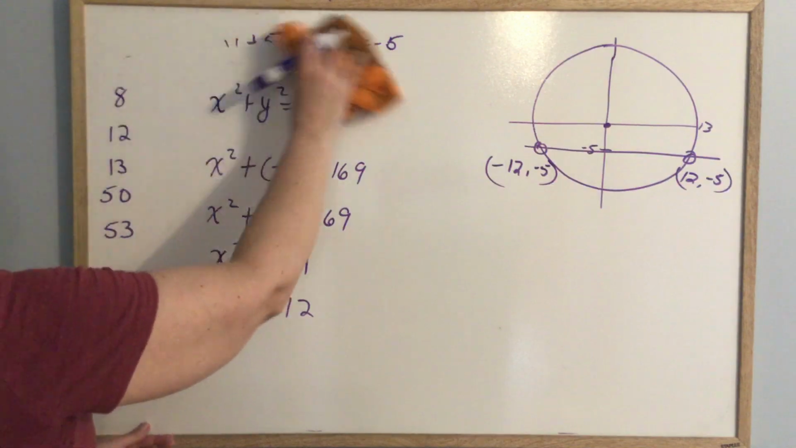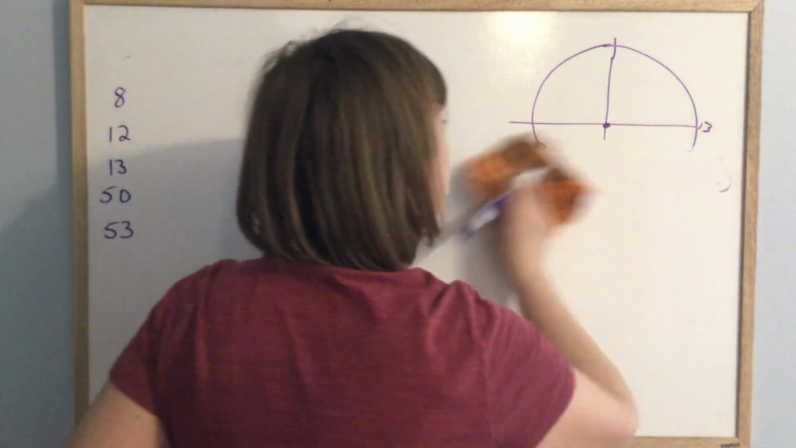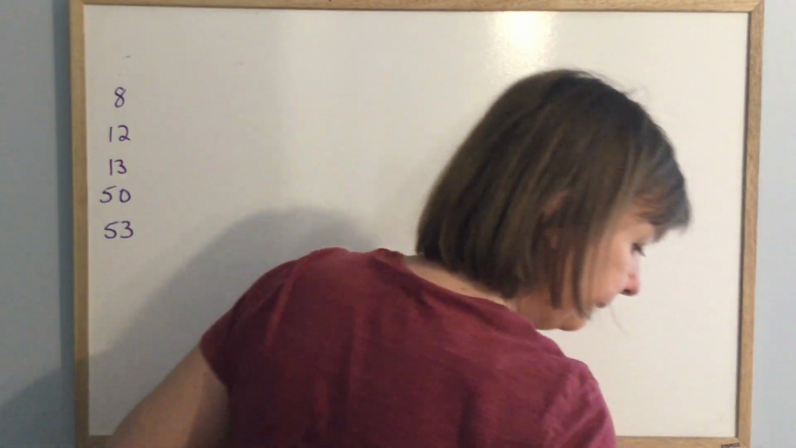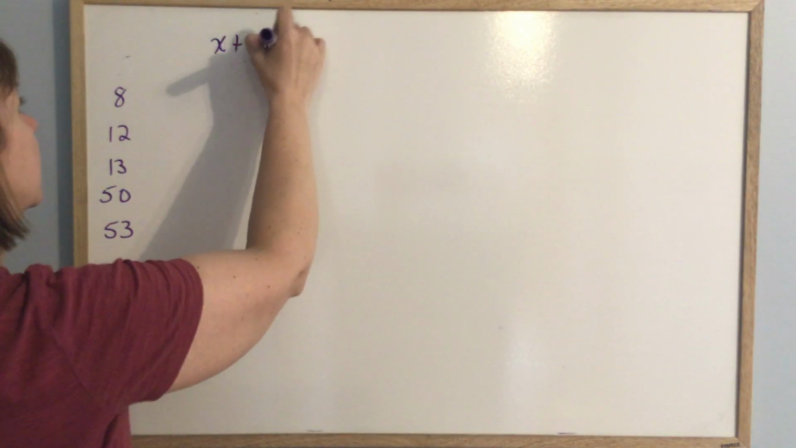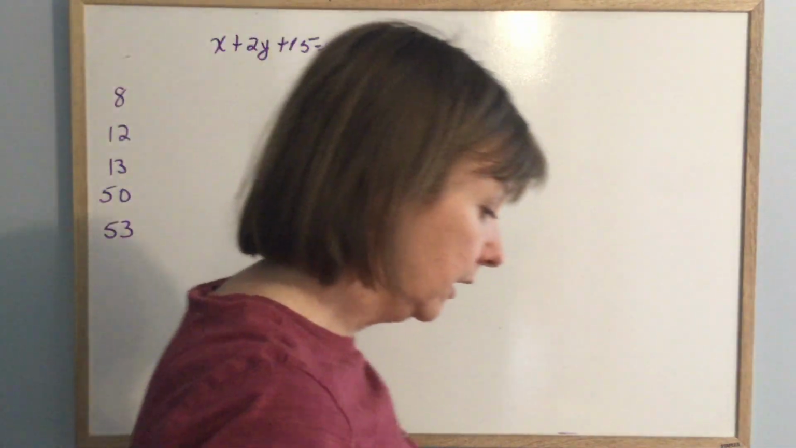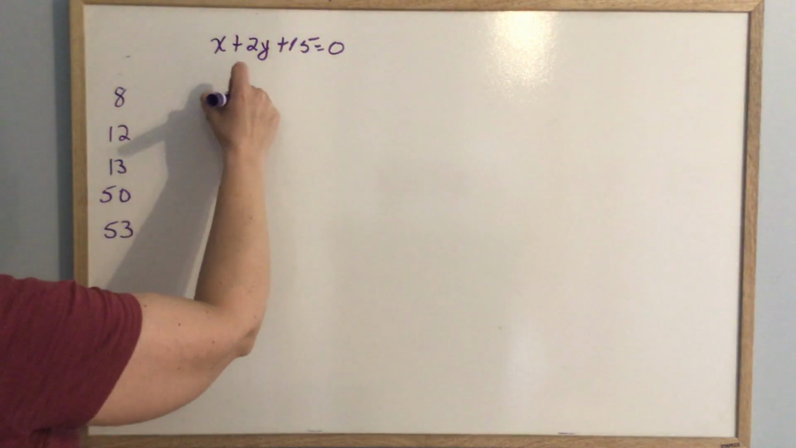Number 8. Takes me longer to erase than to do the question. Number 8. X plus 2y plus 15 equals 0 is the line, and x squared plus y squared equals 90.